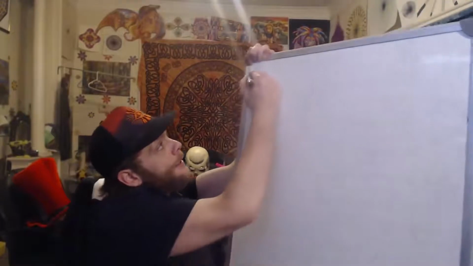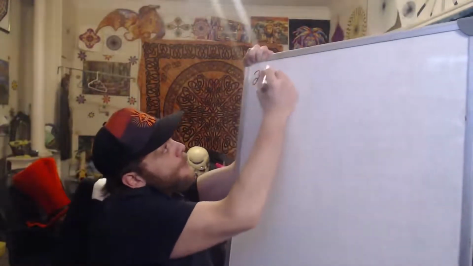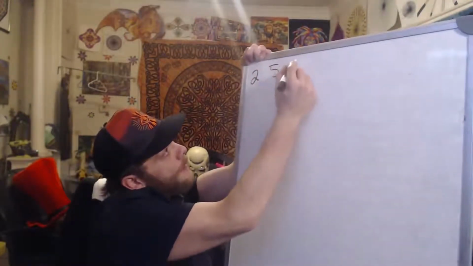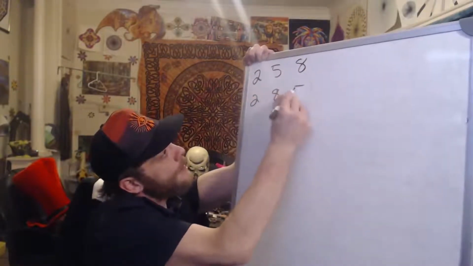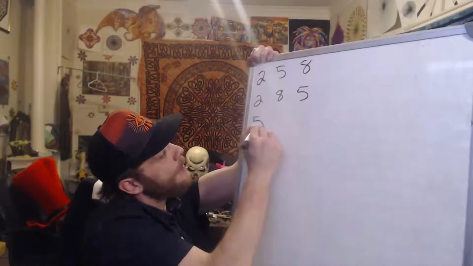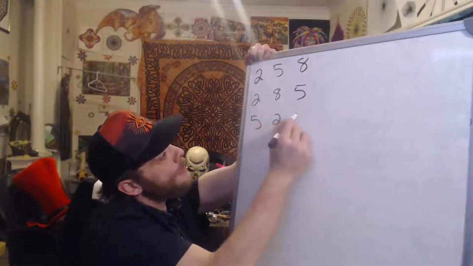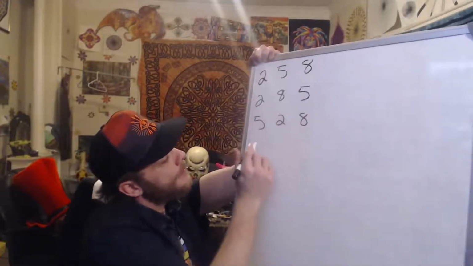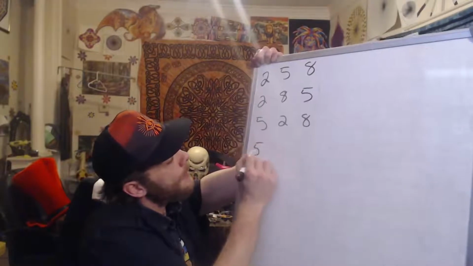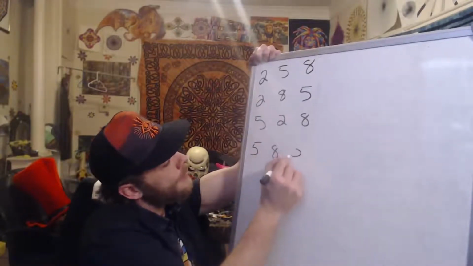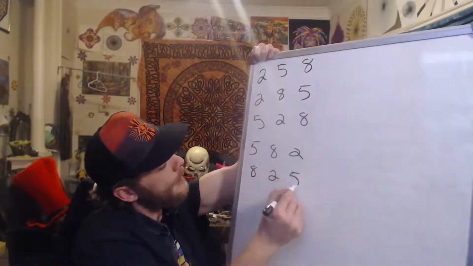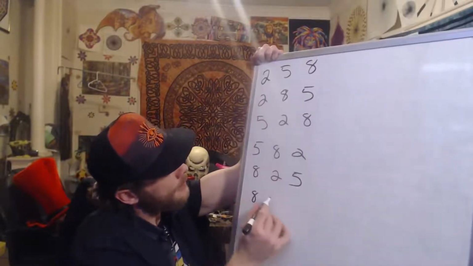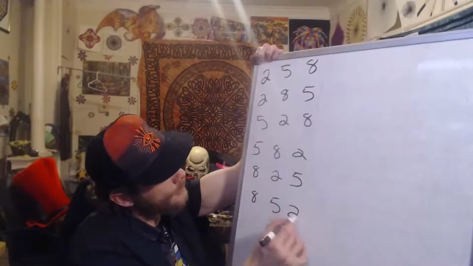Next you have your middle states, which is 2, 5, and 8. 2, 8, 5, 5, 2, 8, 5, 8, 2, 8, 2, 5, 8, 5, 2.